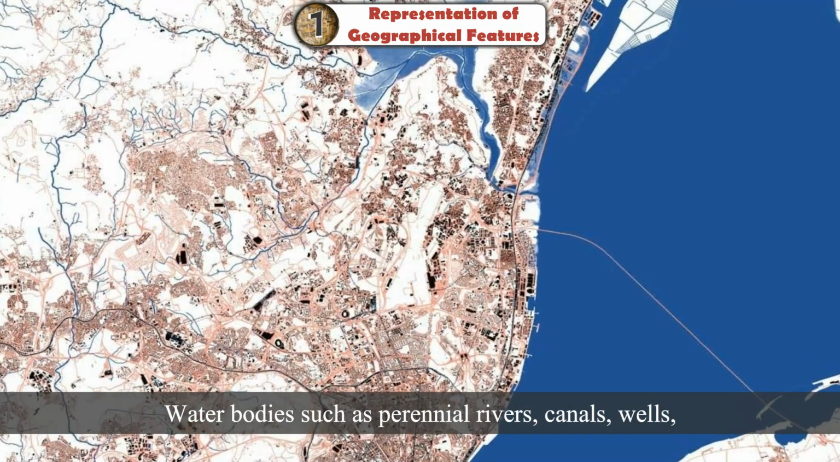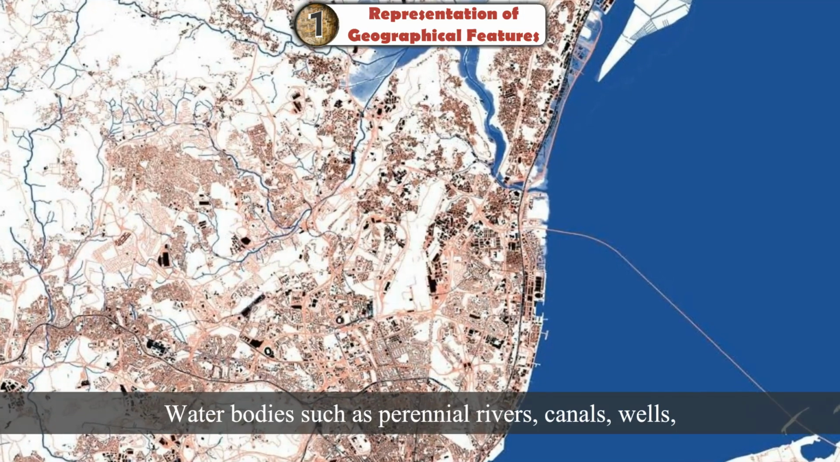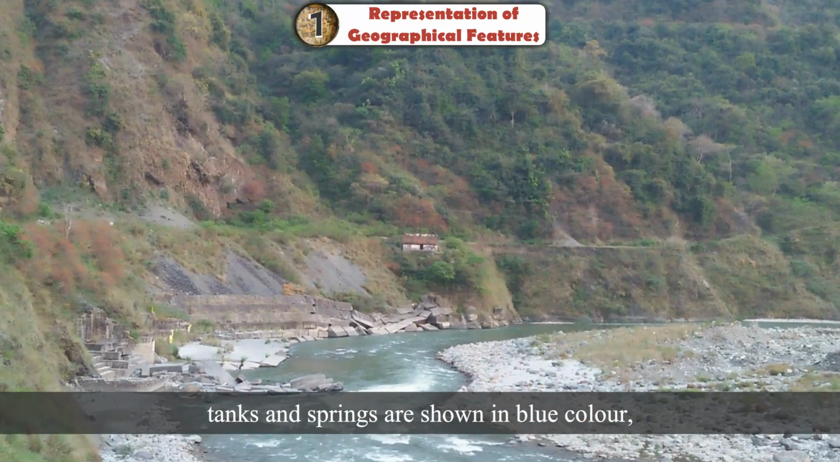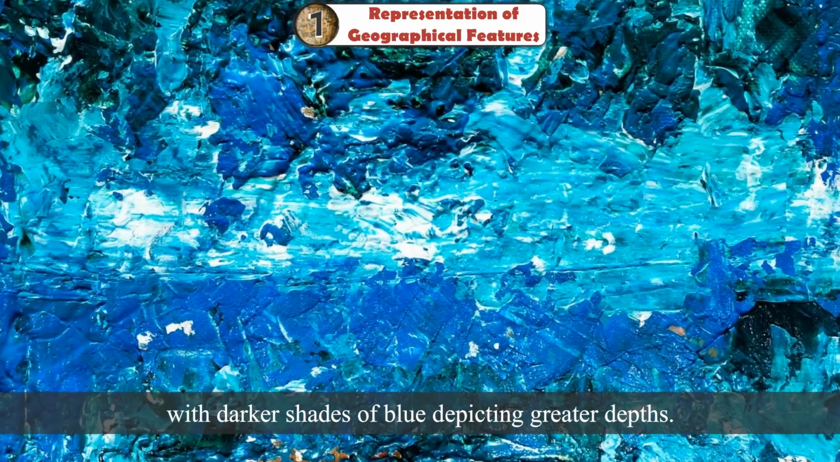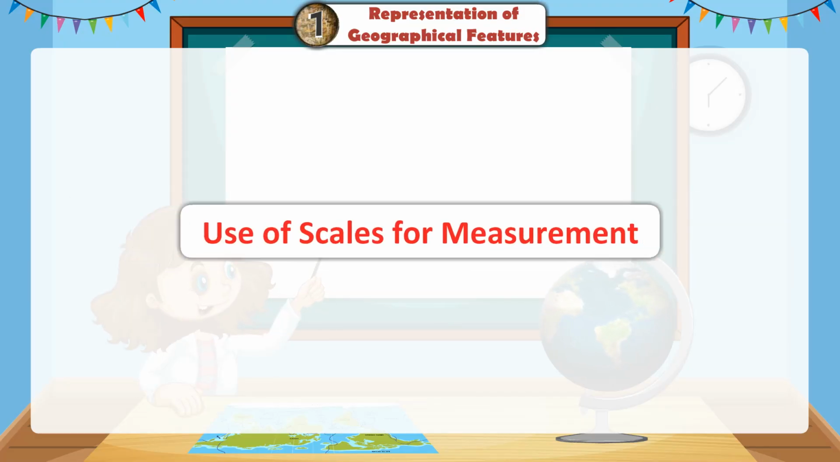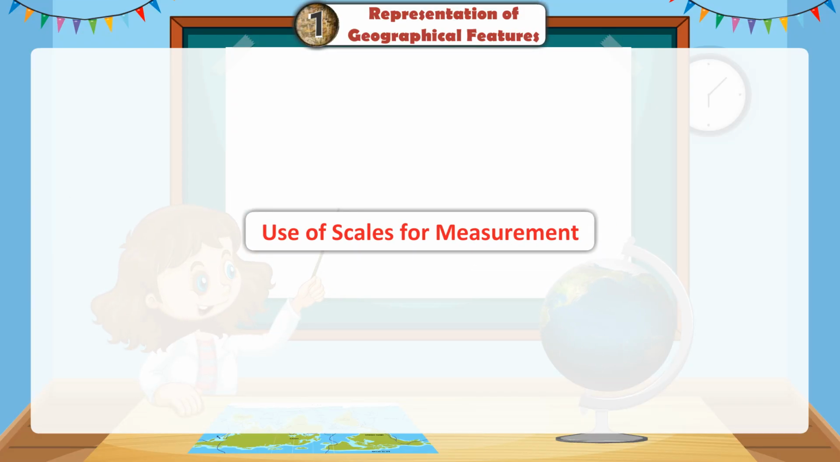Water bodies, such as perennial rivers, canals, wells, tanks, and springs are shown in blue color, with darker shades of blue depicting greater depth.